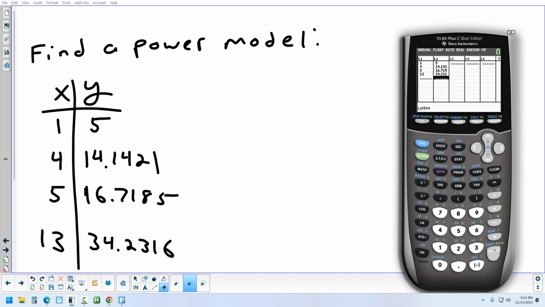Okay, we've got all our data typed in. What do we do next? Yeah. You press the stat button again. And then from there, we need to go to calc. And in calc, it's underneath the letter A, which is the shortcut for the power model. Yep. So we're going to go to option A, which is power regression. Hit enter. Did I put my x's in L1 and my y's in L2? Yeah, then there's nothing we need to change there. So what do we do now? Yeah, click calculate.